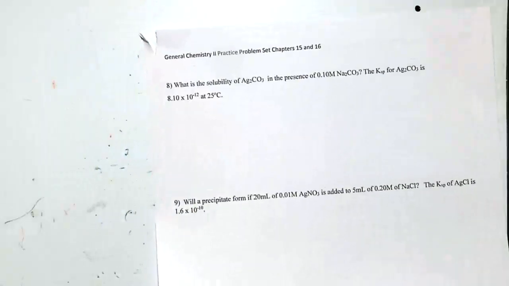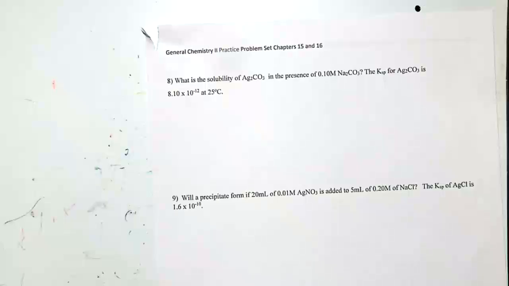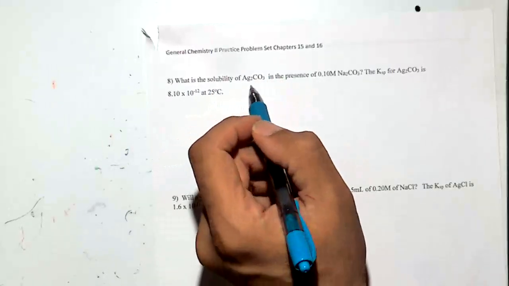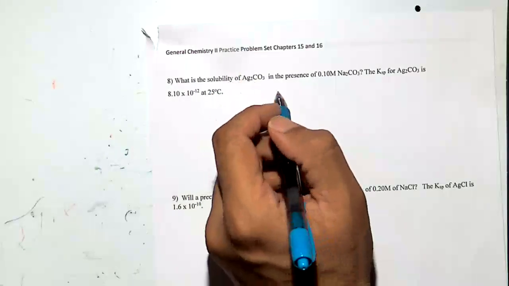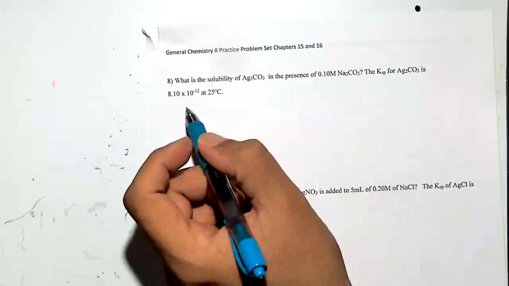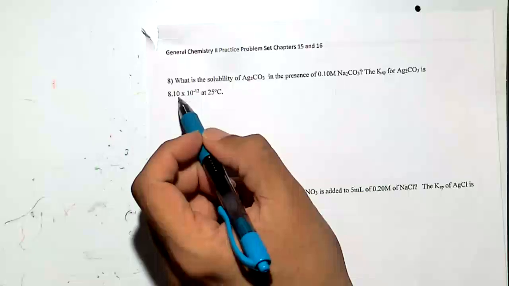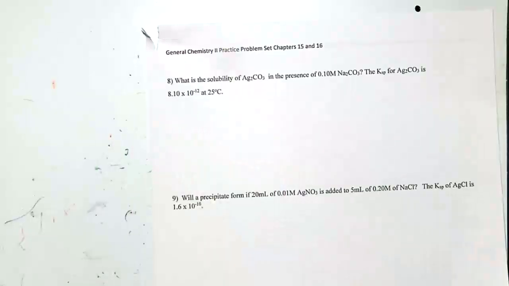Let's do our last two problems here. Right, so what is the solubility of silver carbonate in the presence of 0.10 molar silver carbonate? The KSP of this is 8.1 times 10 to the minus 12. Did I do this? Wait a minute. Where are we then? Oh, we're done? Yeah, mine doesn't have those questions. That was 8 and 9. Oh, so we already did those. Okay. All right, we're done?